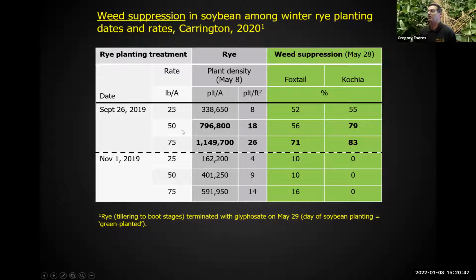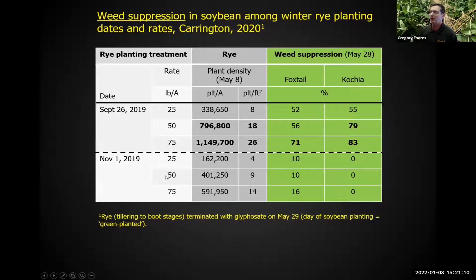When we had rye plant densities that range from, with planting rates of 50 to 75 pounds, and of course planted in September, note that the plants per square foot were 18 to 26. Before we reached levels where we'd be satisfied, at least somewhat satisfied with suppressing these weeds.